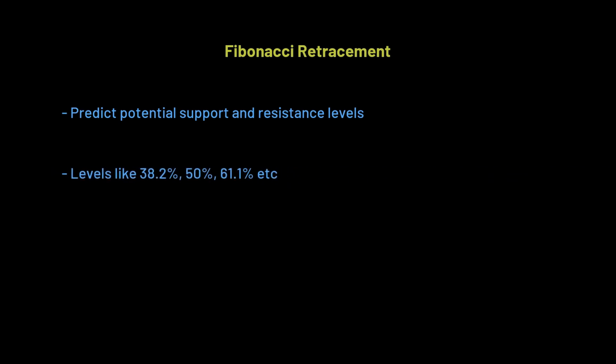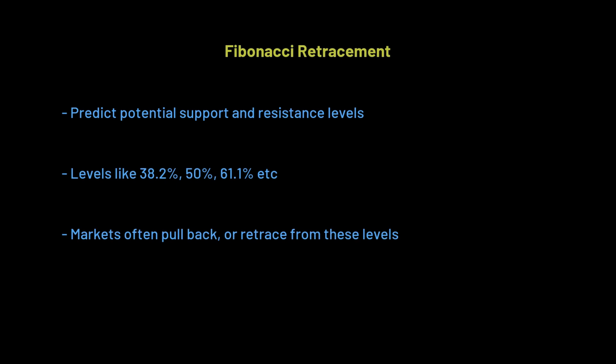Fibonacci retracement is a method that uses the Fibonacci sequence to predict potential support and resistance levels. Investors apply these retracement levels, such as 38.2%, 50%, and 61.1%. These levels may experience a reversal or bounce when price reaches there.